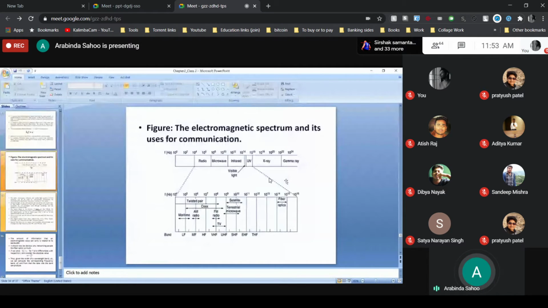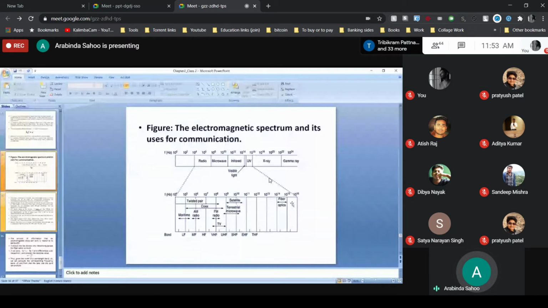Okay, so if you consider the second diagram, all of you draw this second diagram. We'll discuss in detail in the next class. If you consider the frequency range starting from 10 to the power 4 to 10 to the power 16, that is normally used for your communication purpose.